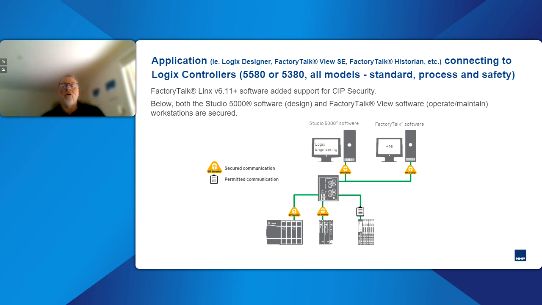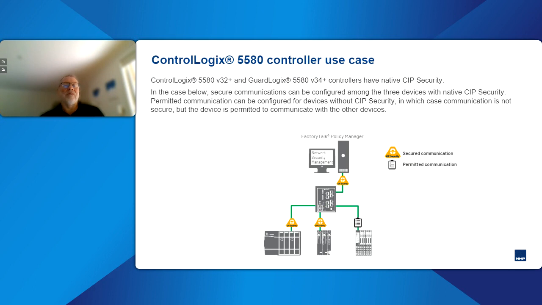Okay, so if we have a ControlLogix, the standard ControlLogix since version 32, or GuardLogix since version 34, they have native CIP security, but both of them only got 62443 certification in version 34. So if you need 62443, you need to be version 34 or above on the ControlLogix. But again, same thing. It can have secure connections, policy manager and then also up into Linx, devices and systems.